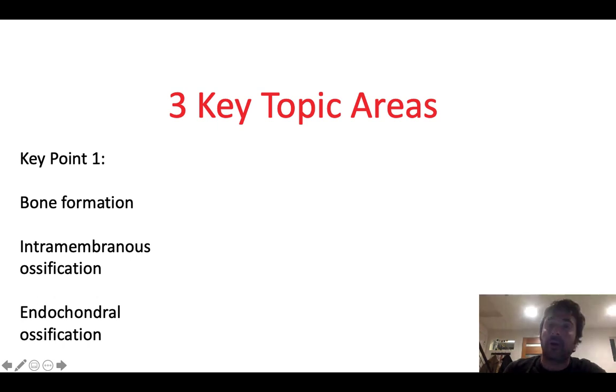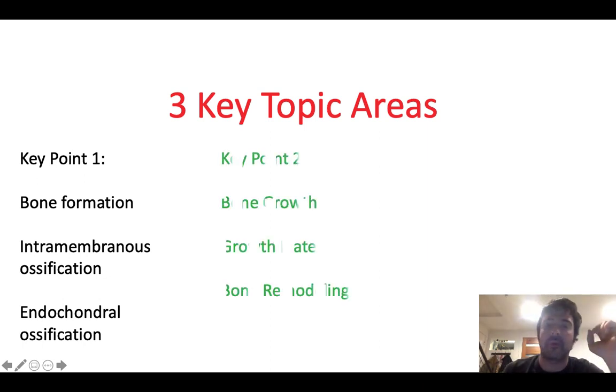So the first point we're going to talk about is bone formation, and we're going to distinguish between intramembranous and endochondral ossification. Intramembranous and endochondral ossification come up big time when you guys take things like the TEAS and the HESI. It's one of those key points on those exams, so be expecting questions about bone formation on your exams that you have to take in order to get accepted into a nursing program.